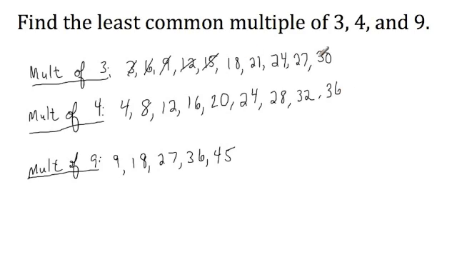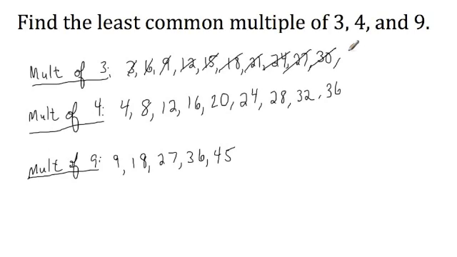Alright, now we've noticed that we've gone all the way up to 30 on the multiples of 3. Since we've gone past 30 on the other two lists, we can continue on with checking to see if we have any common multiples. 18 is not a multiple of 4. Neither is 21. 24 is a multiple of 3 and 4, but not a multiple of 9. 27 won't work, neither will 30. So we still have to keep going.